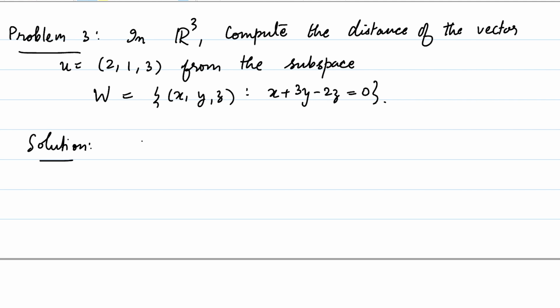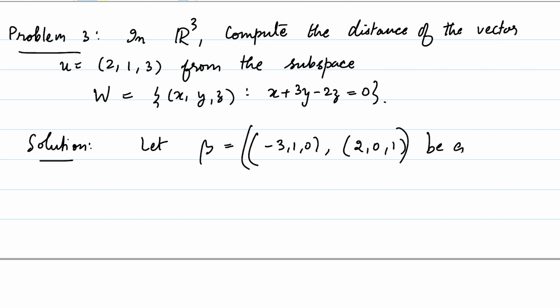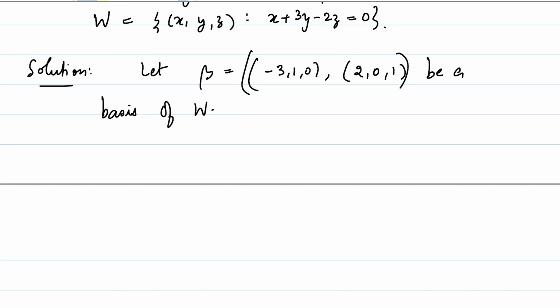So I'll write it down explicitly. Let beta be equal to, let's pick two vectors from W which are linearly independent and which will turn out to be a basis. Let beta be equal to, say, (-3, 1, 0) and (2, 0, 1). You should check that this is a basis of W, and let's orthonormalize this basis to beta prime. Let beta prime be equal to W1, W2 obtained by orthonormalizing it.